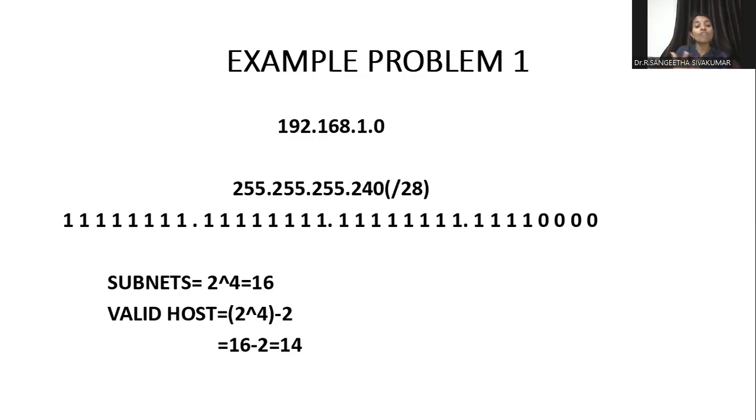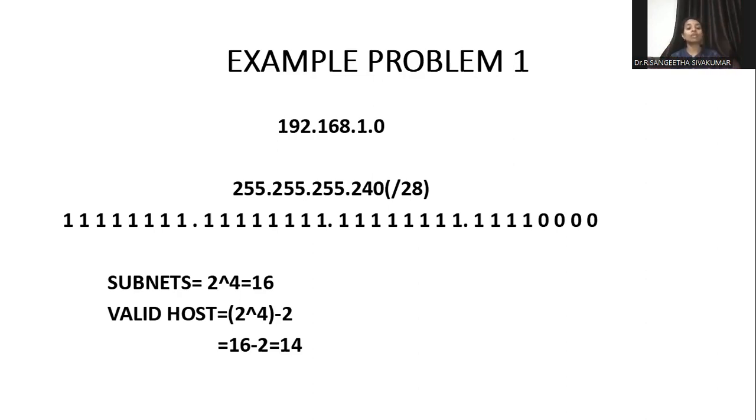Then how many hosts are present there? There are 4 host bits. We have to calculate the number of hosts, that is 2 power 4. That is the number of total hosts, 2 power 4, which is 16. And if you want to calculate the valid hosts, you just subtract 2. So 16 minus 2 gives you 14.